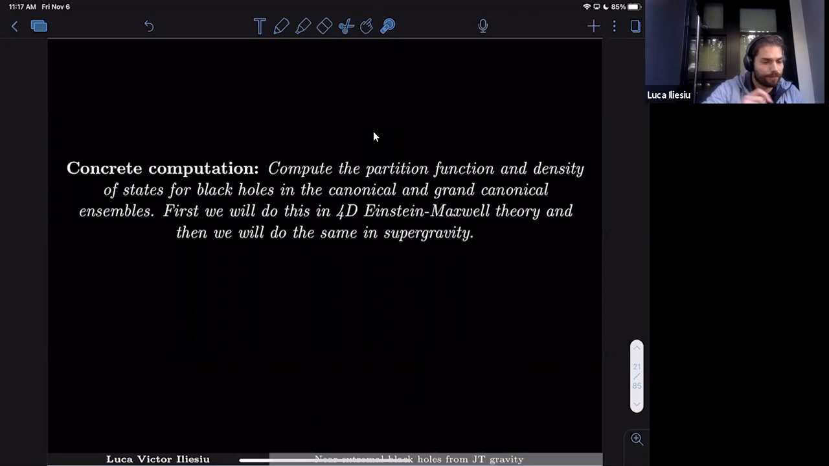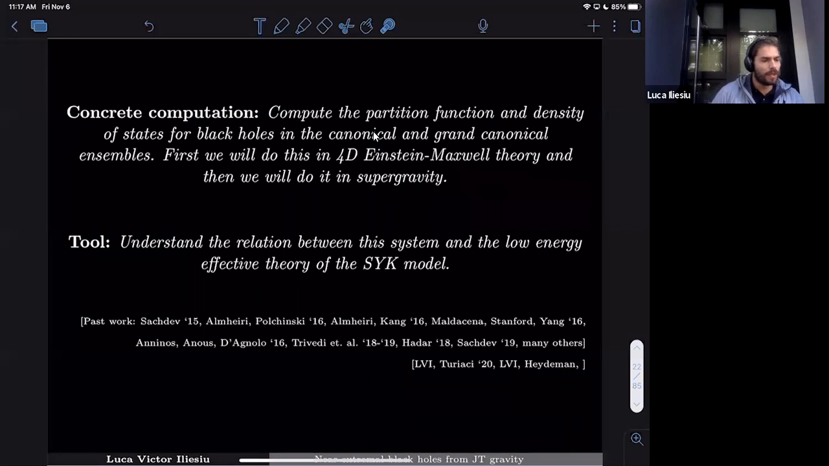The tool that I'll be using today, that I've already alluded to, in order to understand this partition function, is the low energy effective theory that universally appears in the low energy limit of the SYK models. I have to mention that there has been tons and tons of past work explaining this relation between near-extremal black holes and this low-energy effective theory of SYK. I think it started with a talk by Kitaev, then Subir had an amazing paper.